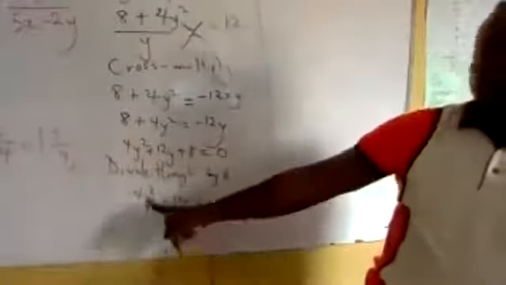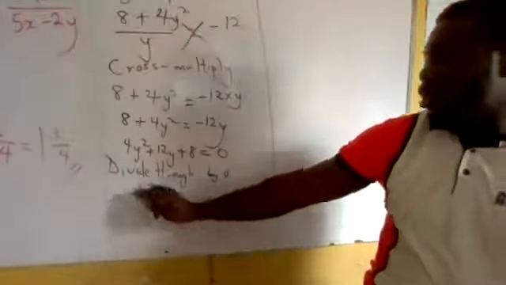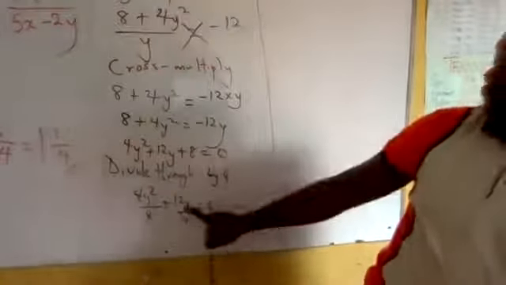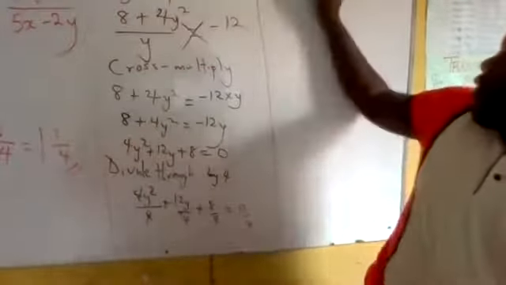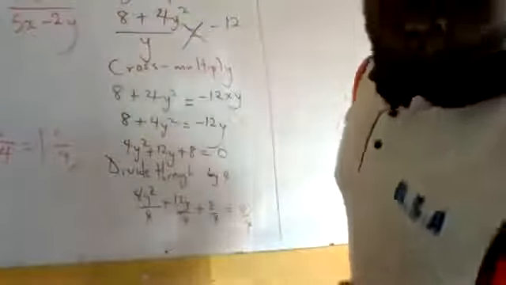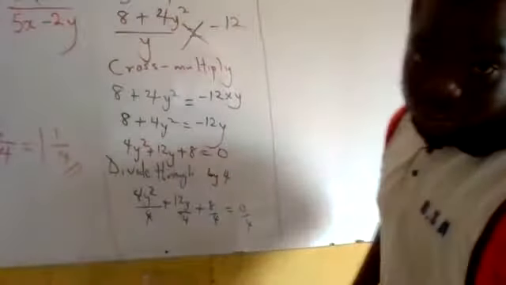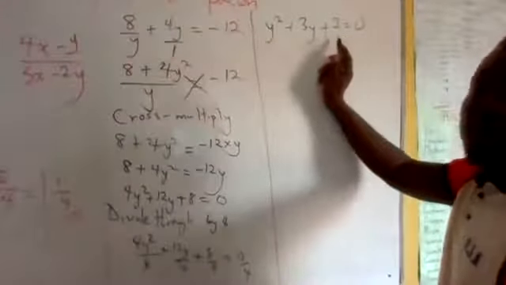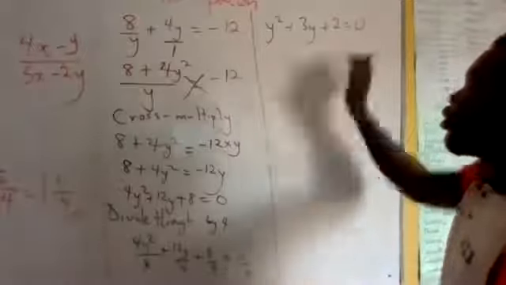So from here, I can say that this will become what? 4y squared divided by 4 will become y squared, plus 12 divided by 4, that is 3, so 3y plus 2 is equal to what? 0. Because 0 divided by 4 is 0. So that is y squared plus 3y plus 2 is equal to 0. So from here, what do I do?